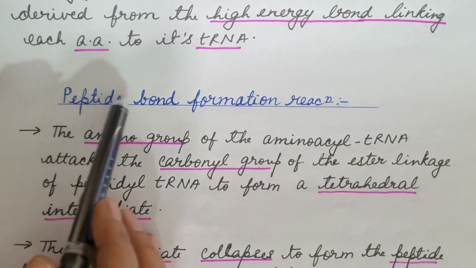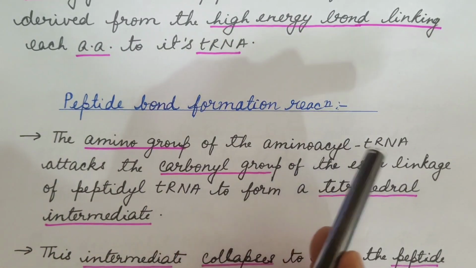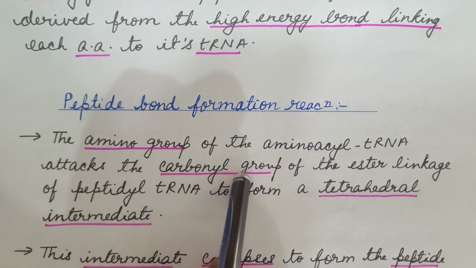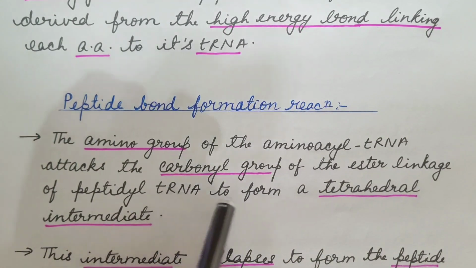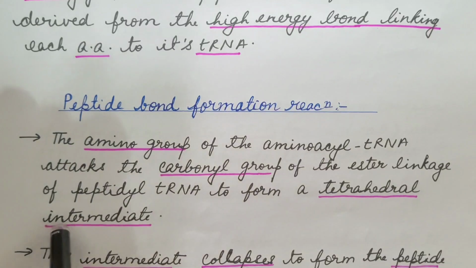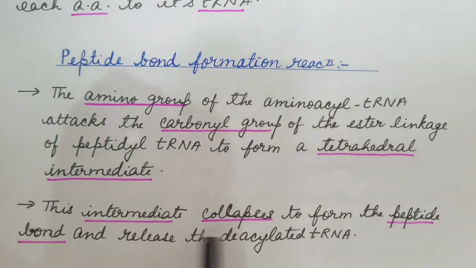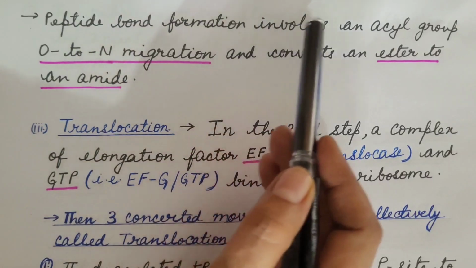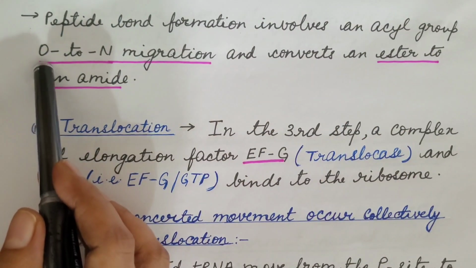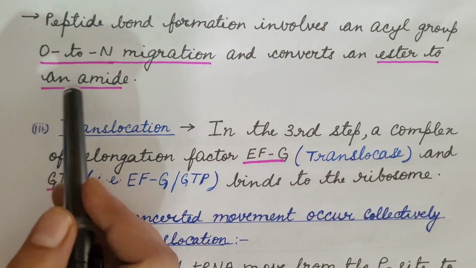Now let us see the peptide bond formation reaction. The amino group of the aminoacyl transfer RNA attacks the carbonyl group of the ester linkage of peptidyl transfer RNA to form a tetrahedral intermediate. This intermediate collapses to form the peptide bond and release the deacylated transfer RNA. Peptide bond formation involves an acyl group O to N migration and converts an ester to an amide.